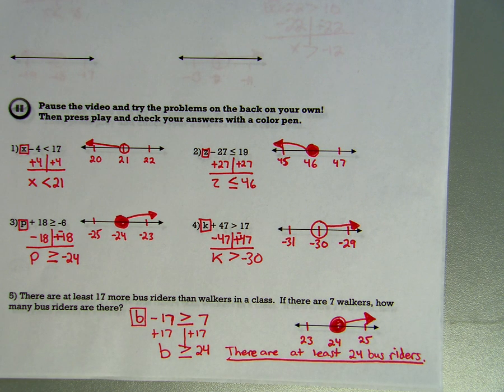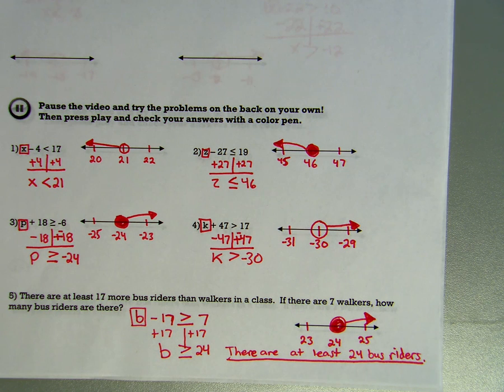Number 5, there are at least 17 more bus riders than there are walkers. If there are 7 walkers, how many bus riders are there? So one way you can go ahead and set this up is make b your bus riders. And if there's going to be at least 17 more, you're going to minus the bus riders by 17. And you're going to go ahead and get a value of 7. Now this can be either equal to or greater than, because it says it's at least.